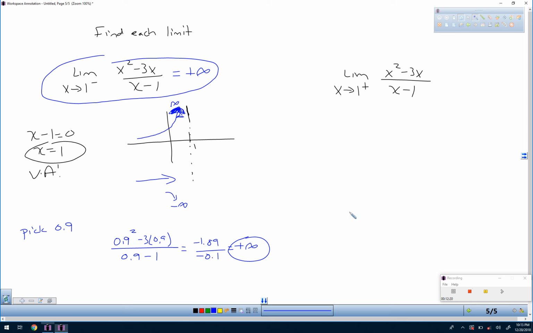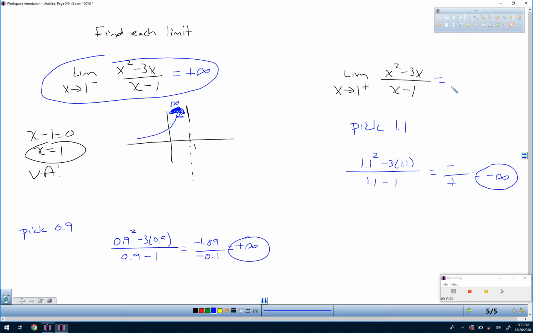Same function. So again, let's just pick a number that's bigger than 1. I'm just going to pick 1.1. And so 1.1 squared minus 3 times 1.1 over 1.1 minus 1. Well, clearly in the denominator, 1.1 minus 1 is definitely going to be a positive value. I could care less what that number is. For the numerator, if I did this, I would end up getting a negative 2.09, but regardless of the number, I know a negative divided by a positive is a negative, so that's why I know this limit, as you approach 1 from the right, will be negative infinity.